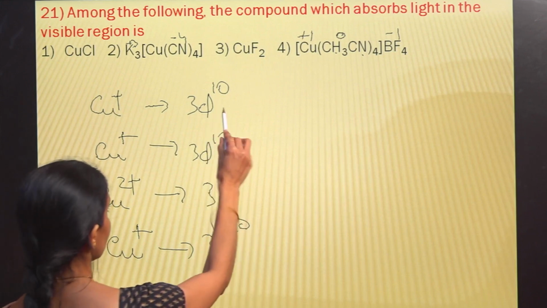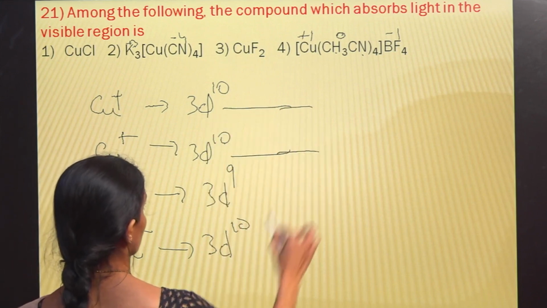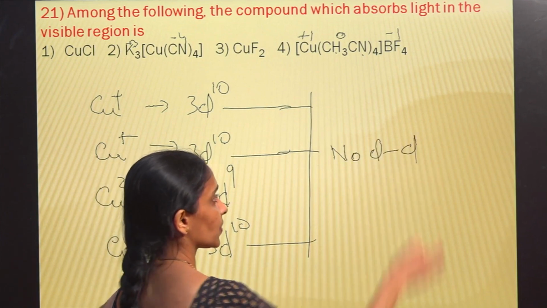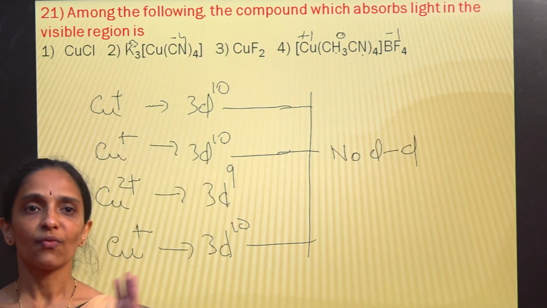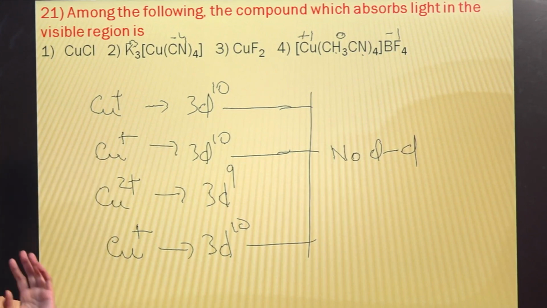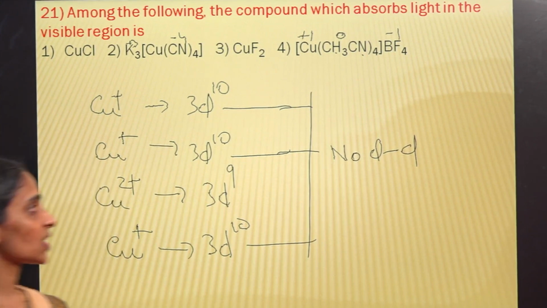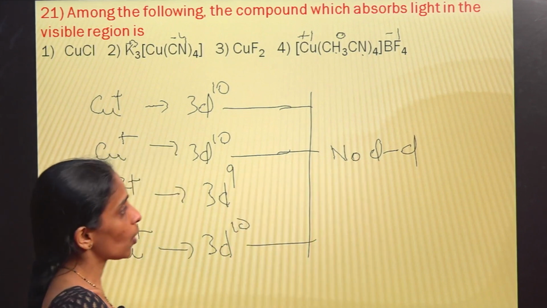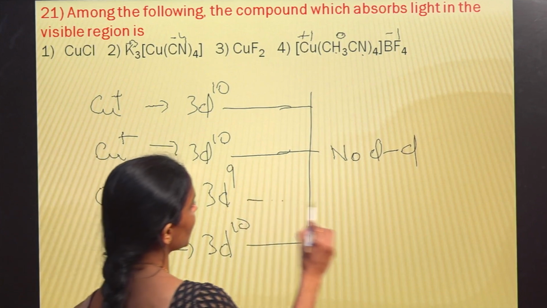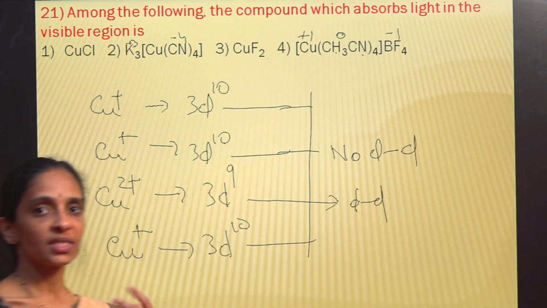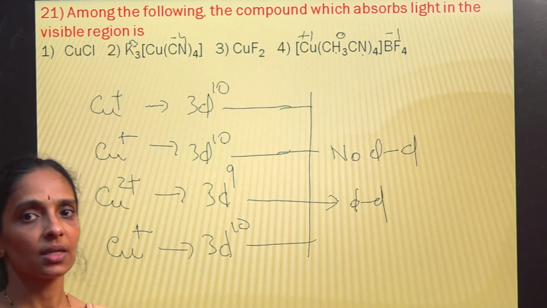In a d10 system, d-d transition is not possible because all the d orbitals are occupied with electrons, and there is no space for d-d transition to take place. No d-d transition is possible. Only in the case of d9 can you expect a d-d transition to take place, which results in the color.